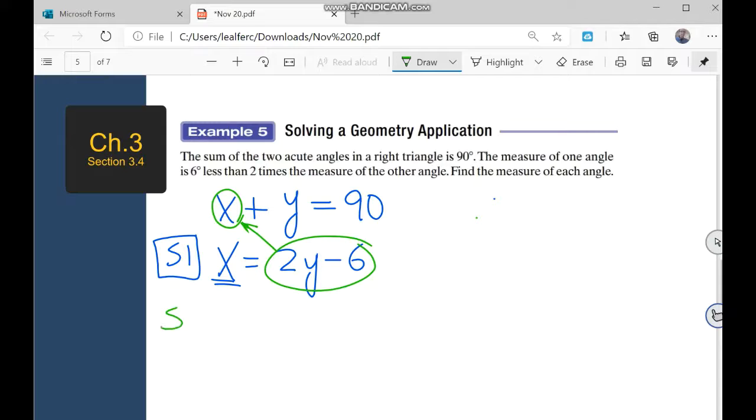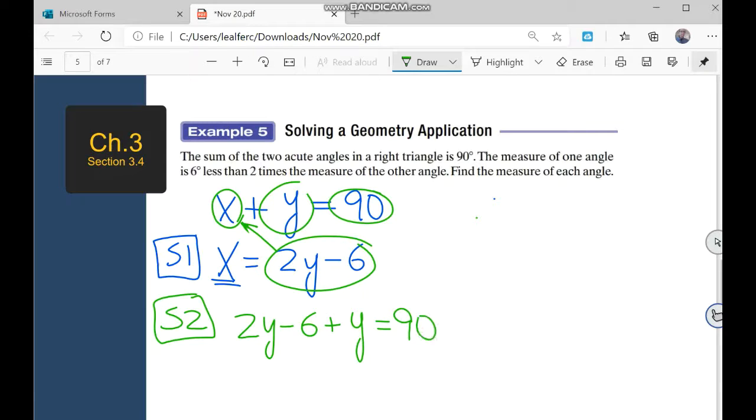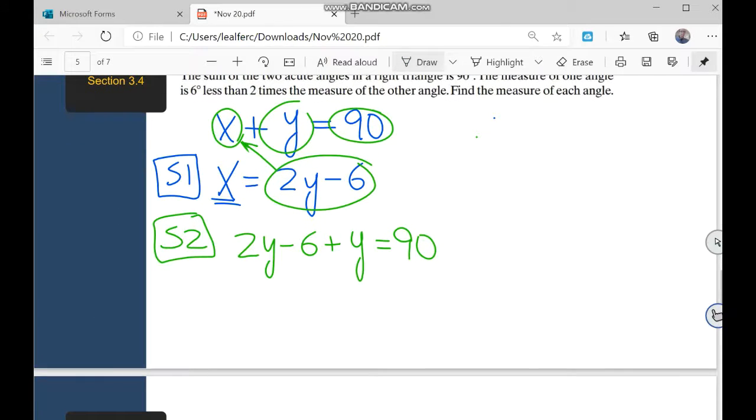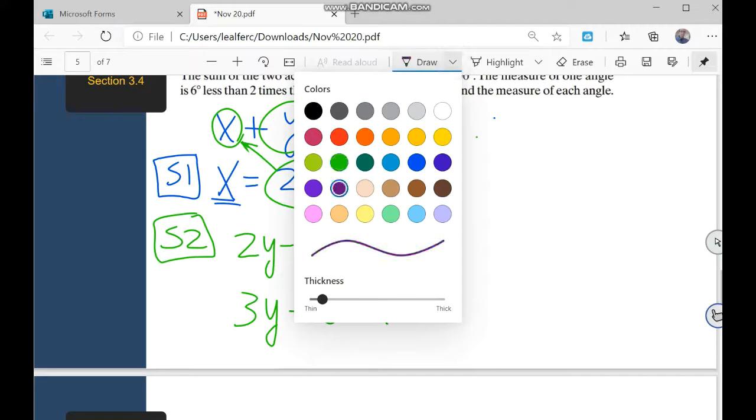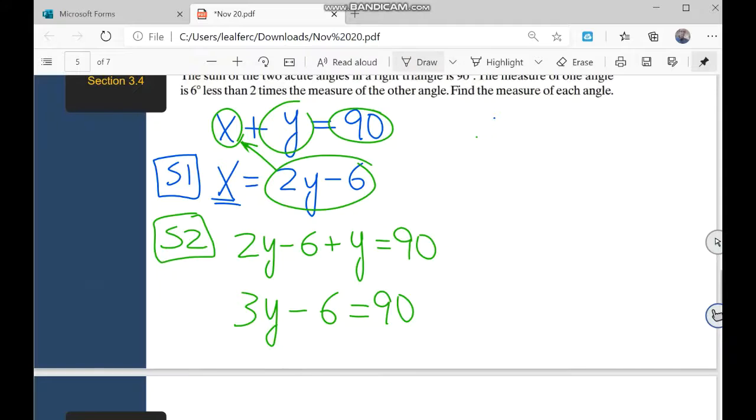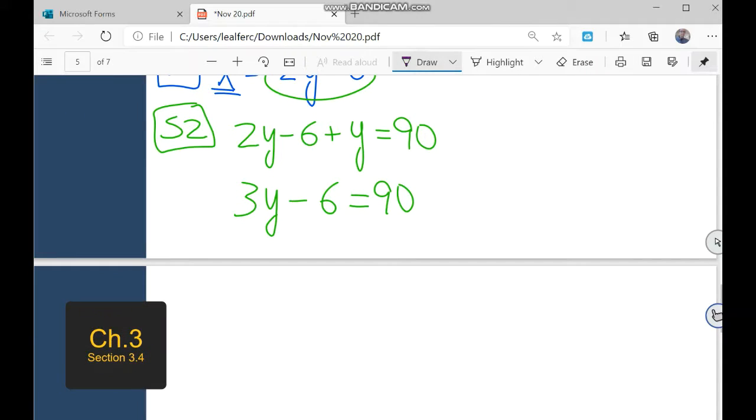We're going to apply step number 2 now on the equation on the top. Instead of x, I will write 2y minus 6. And now we have another y, plus y, equals 90. Okay, to complete step number 2, we will combine like terms. You have 2y plus y, 3y, minus 6 equals 90. And then we can move to step number 3. See, this is much faster, because we are practicing.